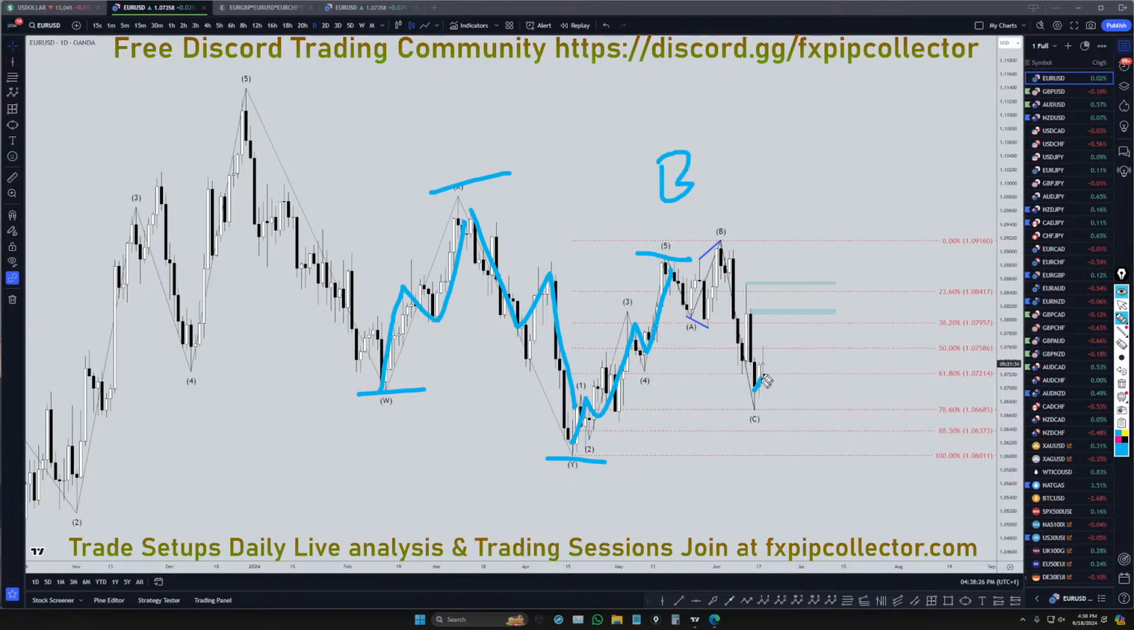So it does seem pretty likely that this could be a running flat wave B. And now we're actually in a wave C, which is going to continue down, and then maybe in a week or so, we'll end up continuing the uptrend. Definitely seems like a pretty likely scenario to me, for sure. Something that we definitely are going to want to keep in mind.